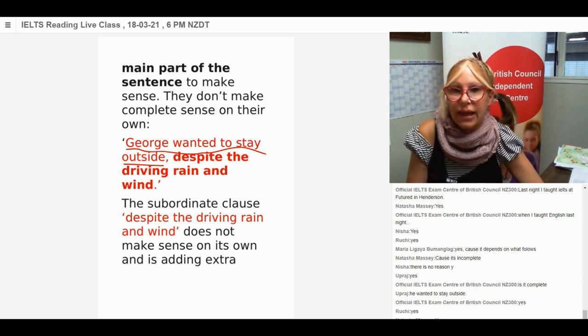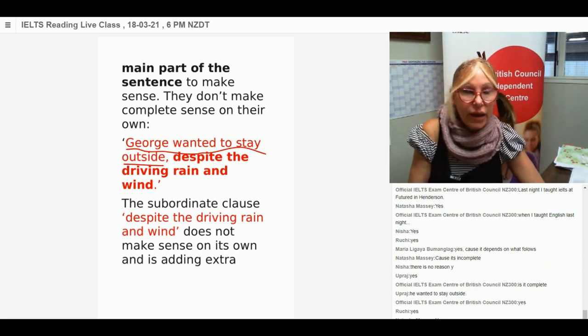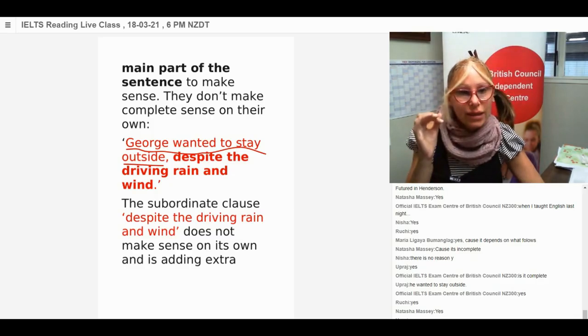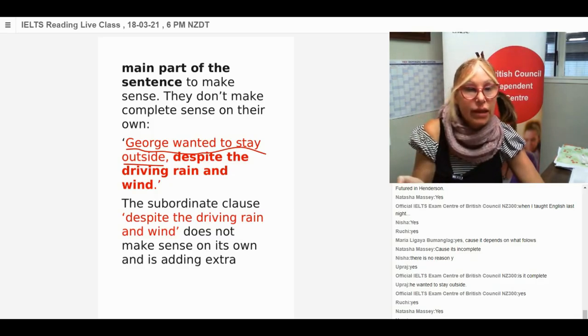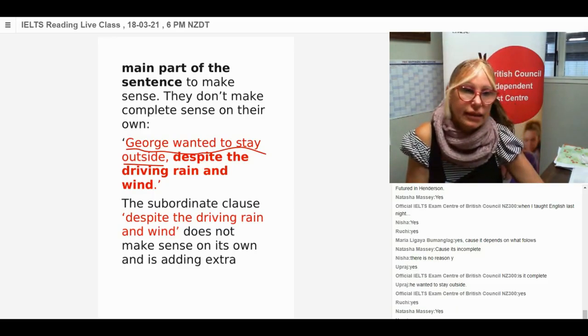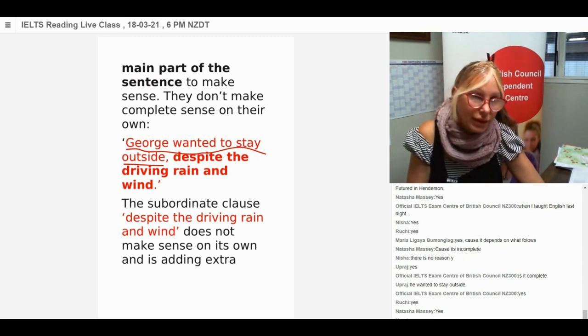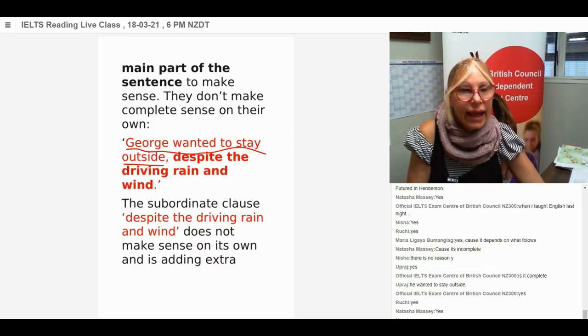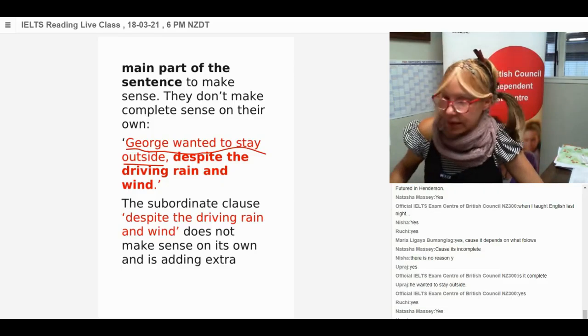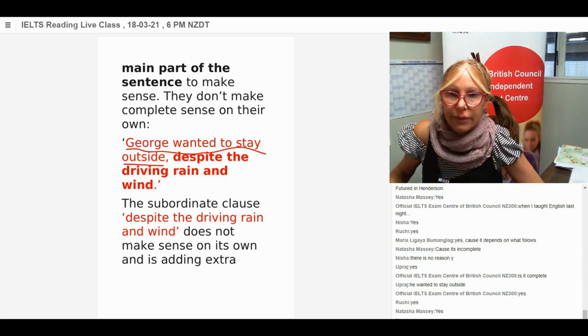No. Okay, so the part where it says despite the driving rain and wind is what we call a dependent clause because it depends on the other part of the sentence. Okay, so what you have here is a complex sentence. George wanted to stay outside despite the driving rain and wind. Does that make sense? This is what we call a complex sentence. And so this is a key part of having grammar competency. All right. Any questions?